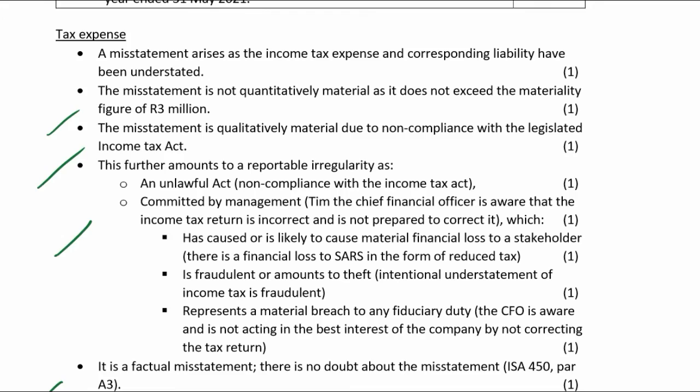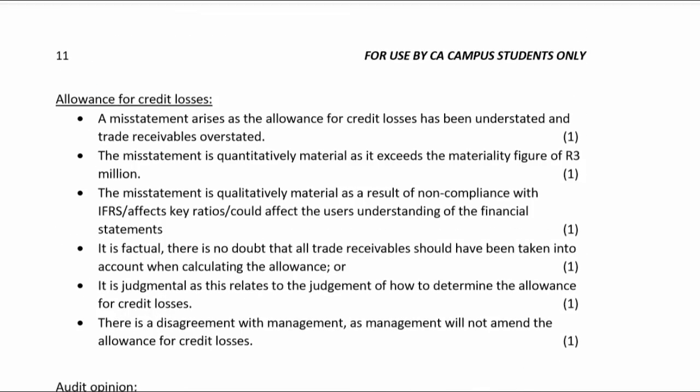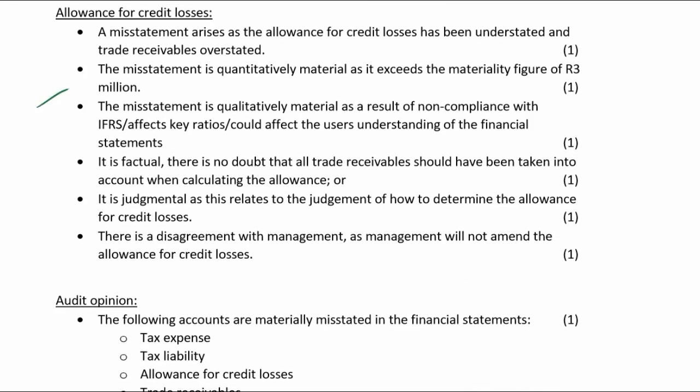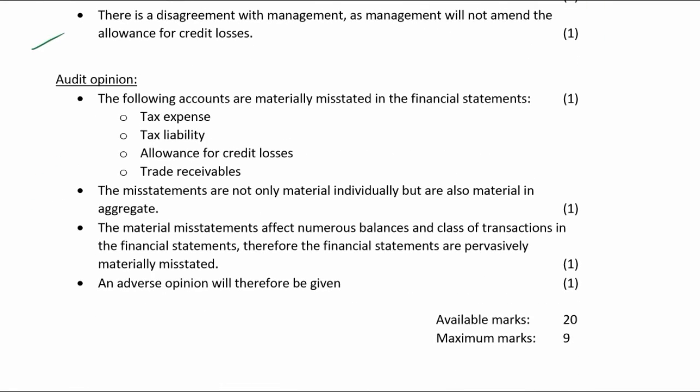With regards to the allowance for credit losses, the misstatement is quantitatively. It's qualitatively. It's factual or judgmental. You could get the mark either way. There is a disagreement. So in terms of my opinion, I've got multiple material misstatements. So it's pervasively affecting the financials. I give an adverse opinion.